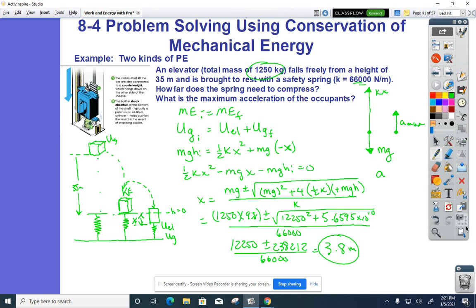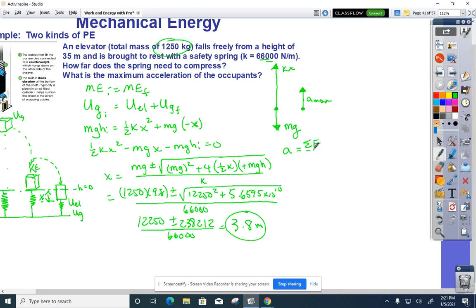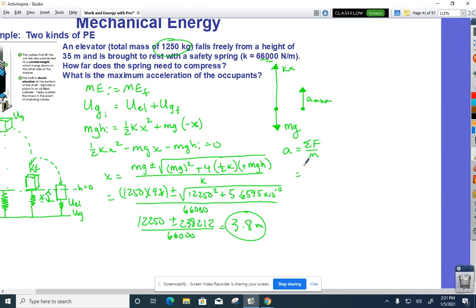Of course, to do that, we need to go back to this second law. We can't ignore or forget some of those other laws that we've looked at from before. If I want to do a detailed analysis of that acceleration, the second law is where I need to go. So I have kx minus mg, and I'm going to divide that by the overall mass of that object. So kx, we got 66,000, compressed at 3.8 meters, minus 12,250, and that was our value there. And then divide that by 1250.